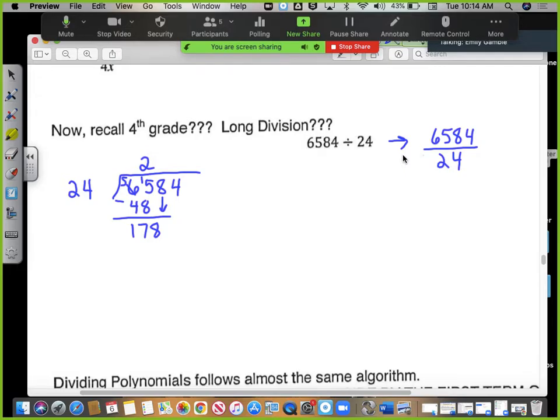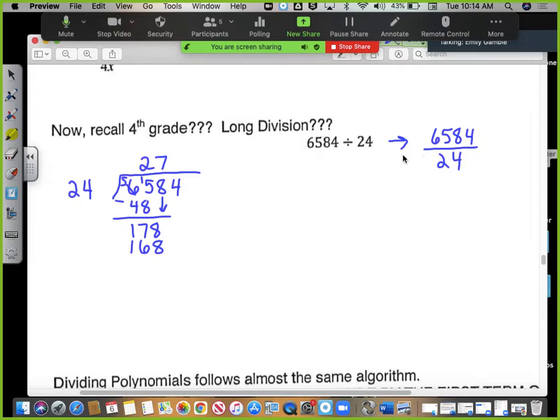And this is where you want to use your calculator to help you because, even me, I don't know how many times 24 goes into 178. So I'll do 178 divided by 24. It's 7. So I put a 7 up here. And then I follow this process again. I do 24 times 7. That gives me 168. I put that down here.